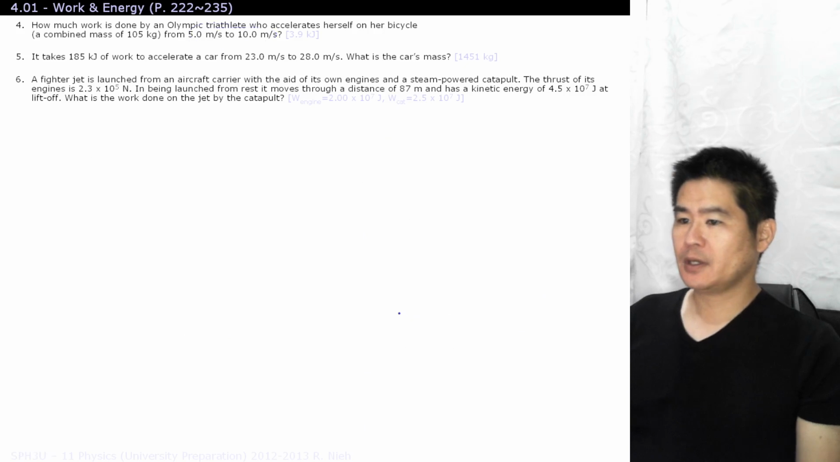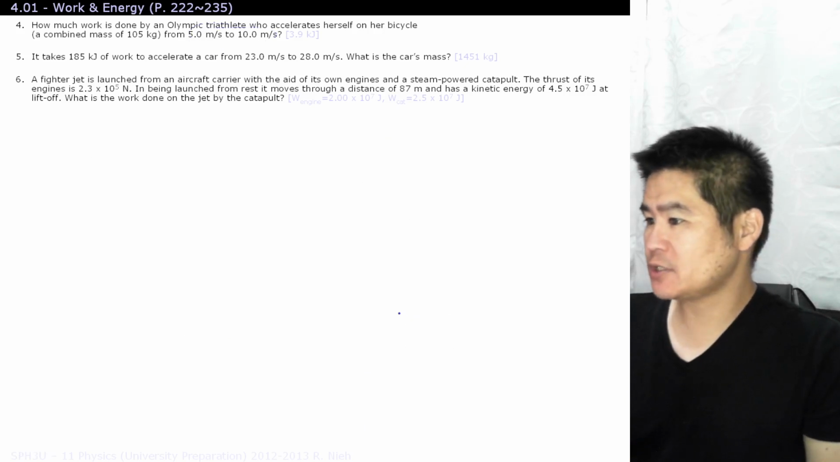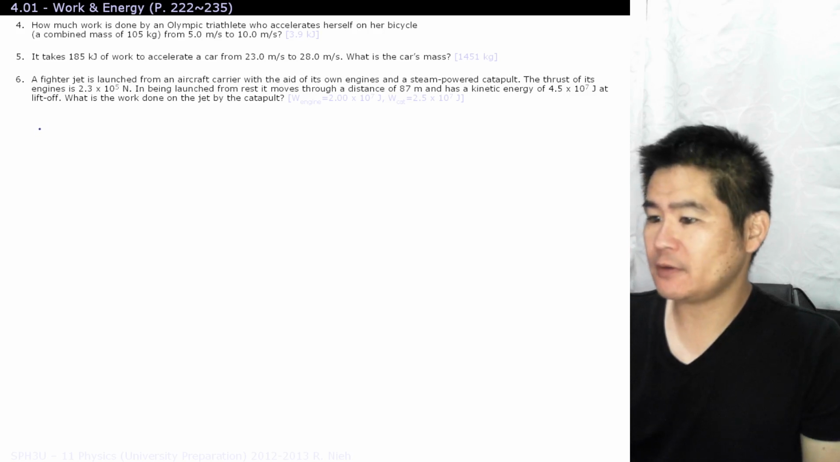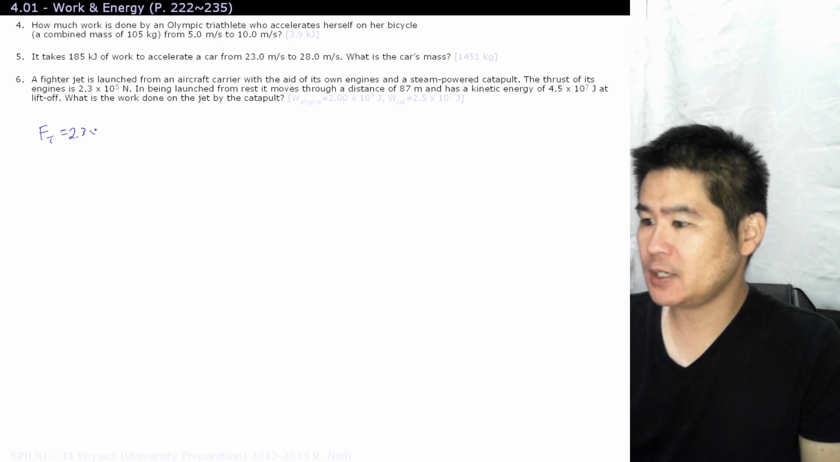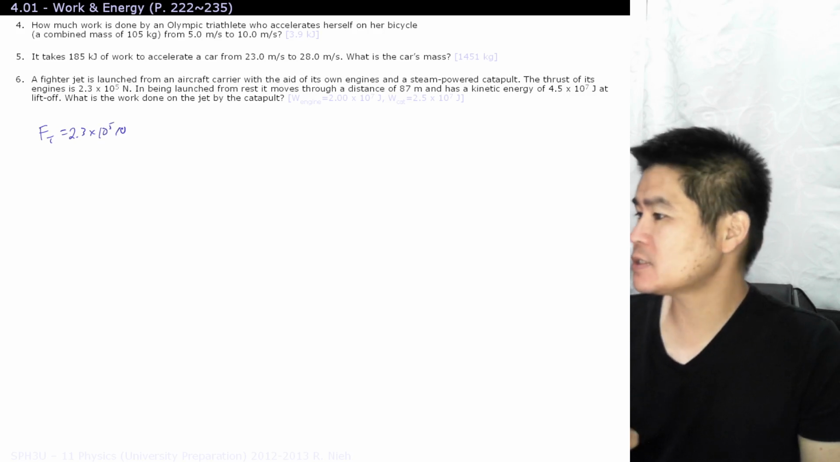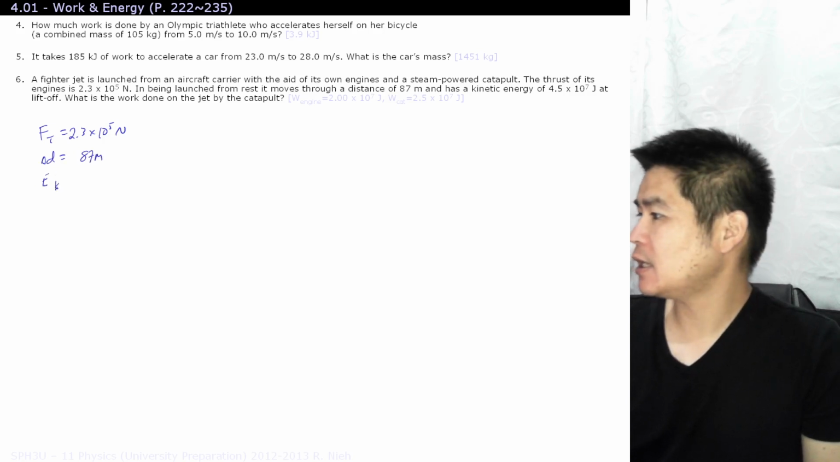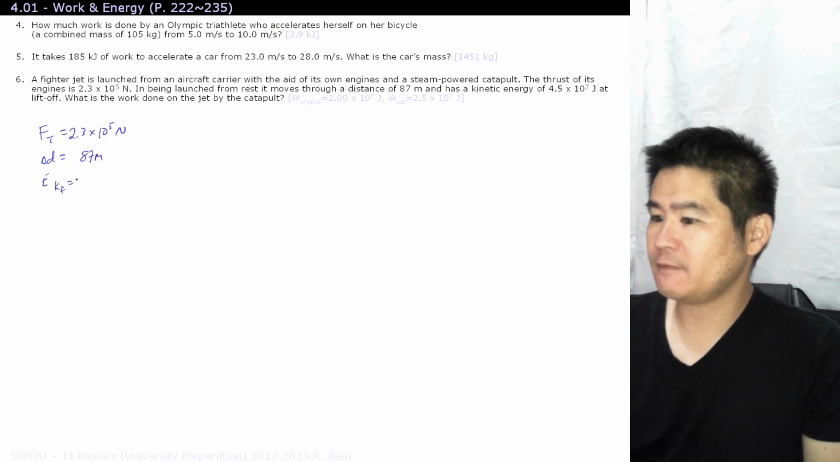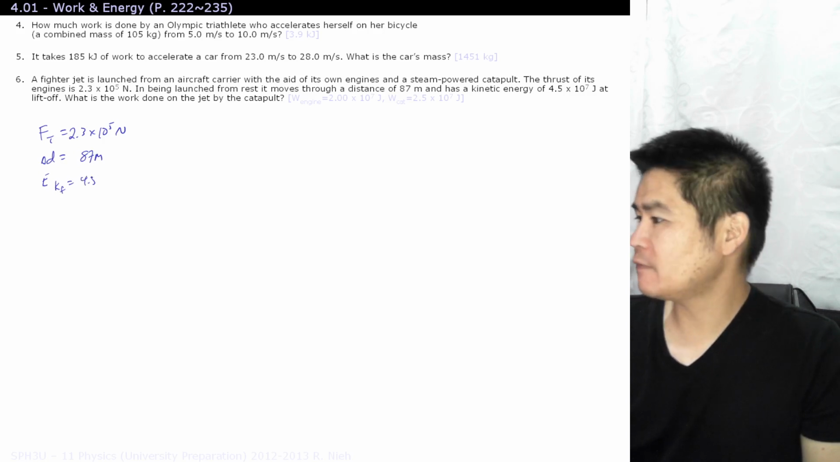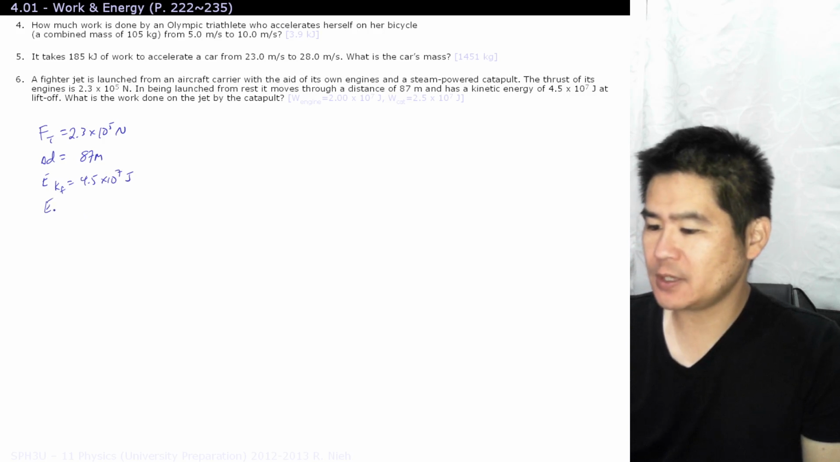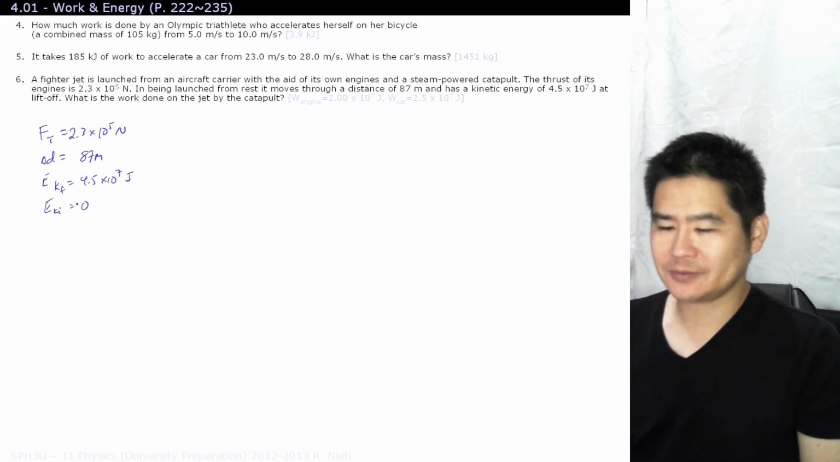Awesome. Number 6, a fighter jet is launched from an aircraft carrier with the aid of its own engines. And what do we have? We have the force of the thrusters, which is 2.3 times 10 to the 5 newtons. And the distance it travels is 87 meters, and the EKF is 4.5 times 10 to the 7 joules at liftoff, assuming that EKI is equal to 0.